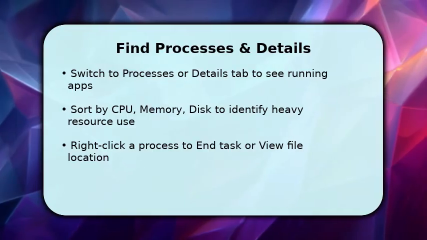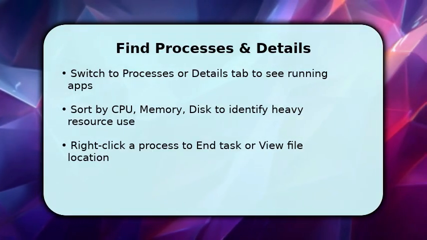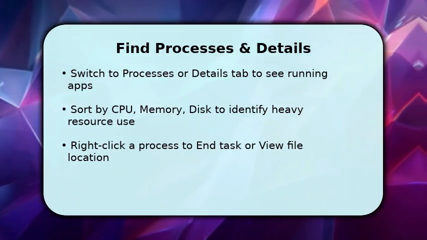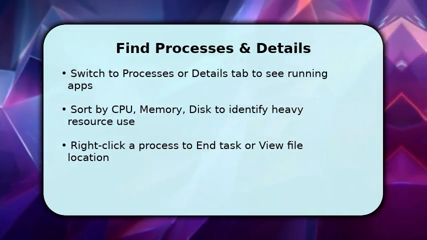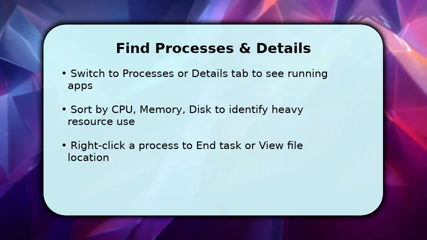Once Task Manager is open, you move to the Processes or Details tab to locate what's using resources. You can sort columns by CPU, memory, or disk to reveal the top consumers. This helps you decide what to close.